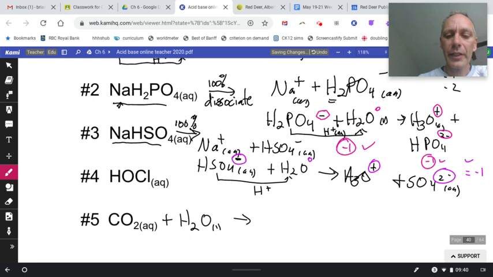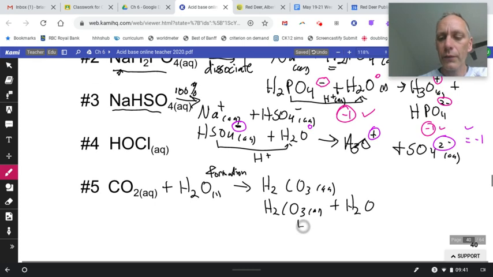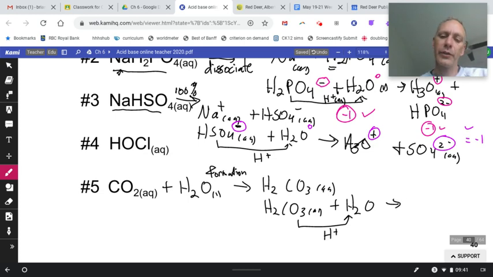This is a formation reaction. So what does it form if we slam those two molecules together into one bigger molecule? H2CO3. That is carbonic acid. So there's where the acid comes from. Now H2CO3 can act as an acid, donate a proton to water. So what would the products be? Neutral and neutral. So in the end, we'll finish with neutral.